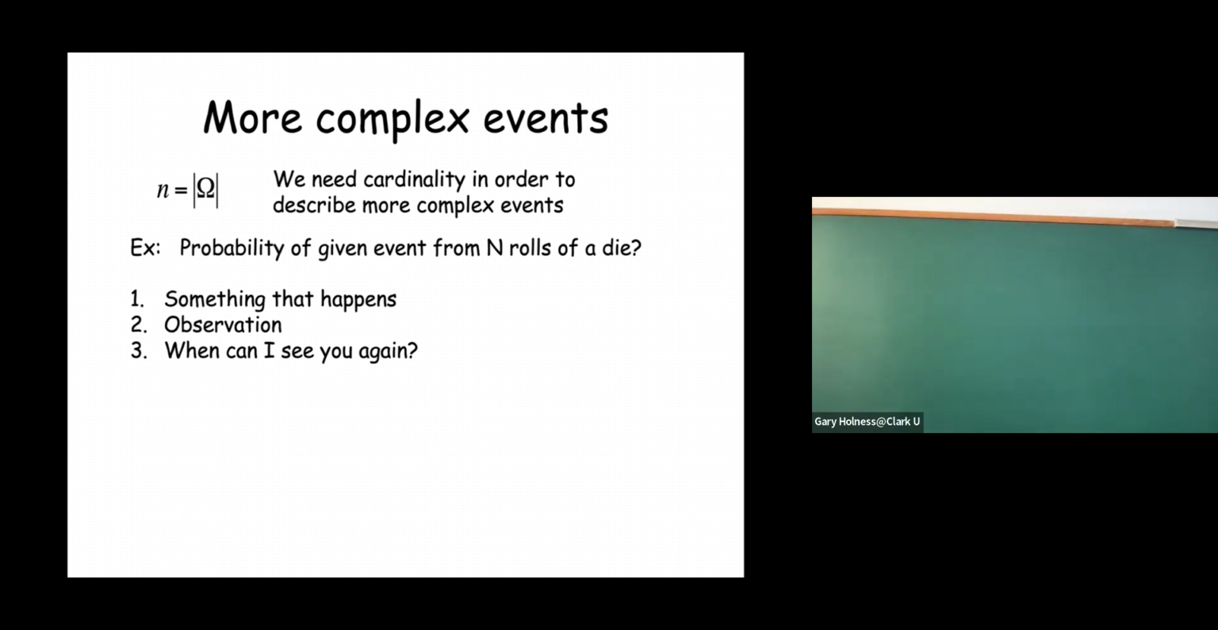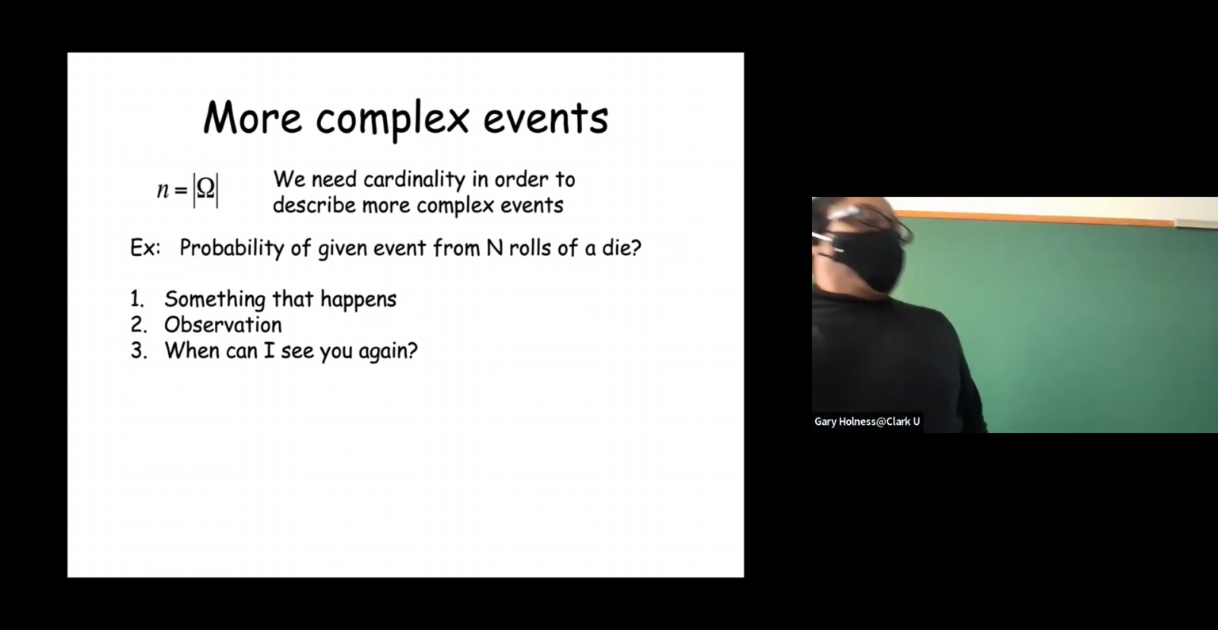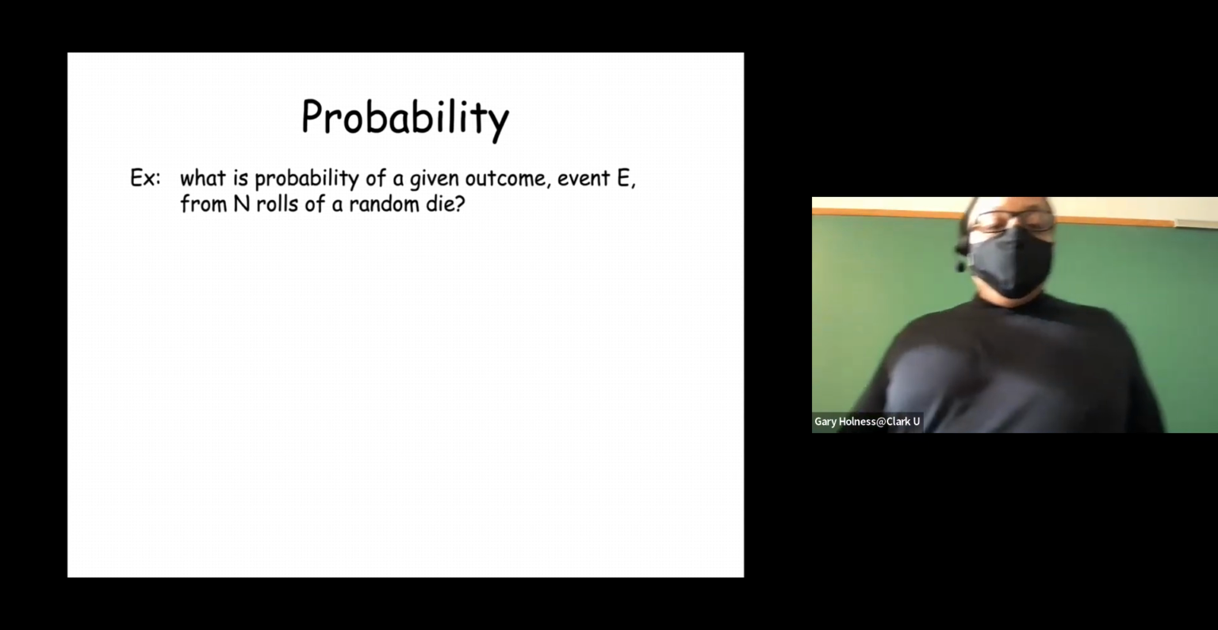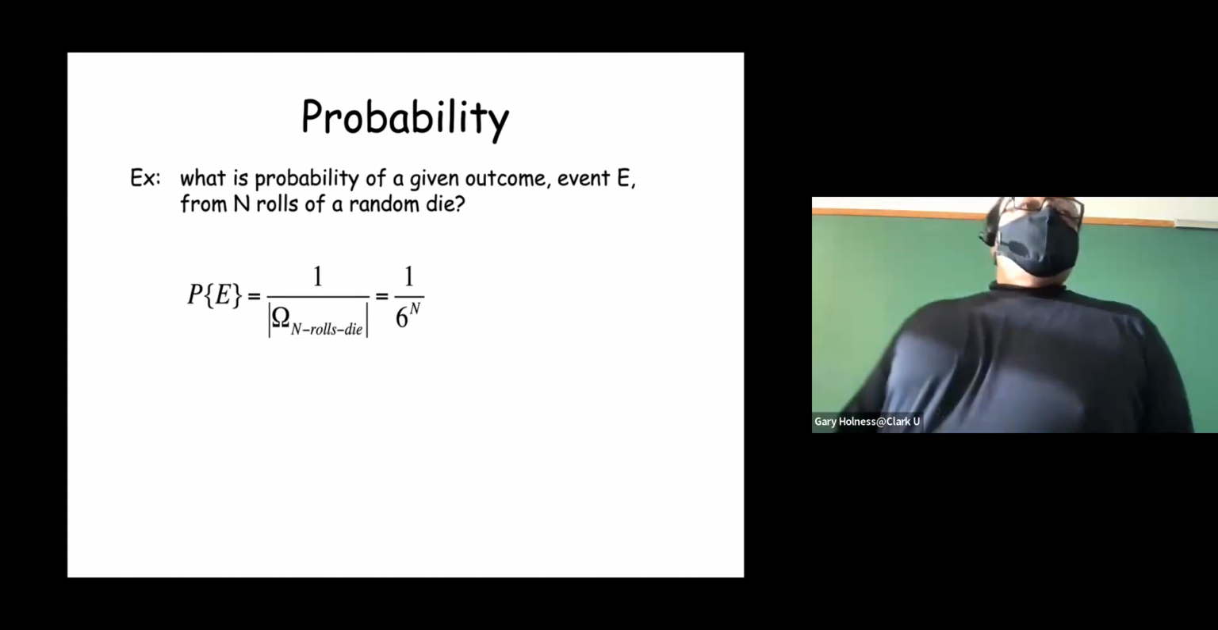It's exactly the same problem. So something happens, we have those rolls. We make the observation, a string of characters 1 through 6, n many characters long. And our proportion then is just 1 over the cardinality, or 1 upon 6 to the n power. Any questions?